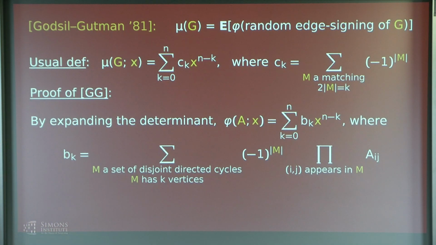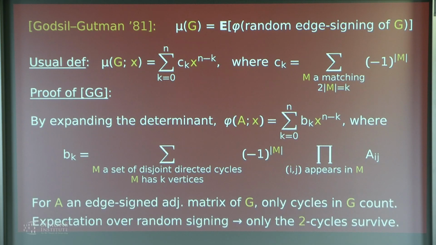But that's not quite right because of 2 cycles. If you have a 2 cycle in the graph, which is just going back and forth on an edge, in a random edge signing, the back and forth on the edge get the same sign. So the product of the signs around a 2 cycle is always 1. And therefore, all the terms which are not 2 cycles drop out. So instead of summing over collections of disjoint cycles of any length, you sum over collections of disjoint 2 cycles. In other words, you sum over partial matchings.